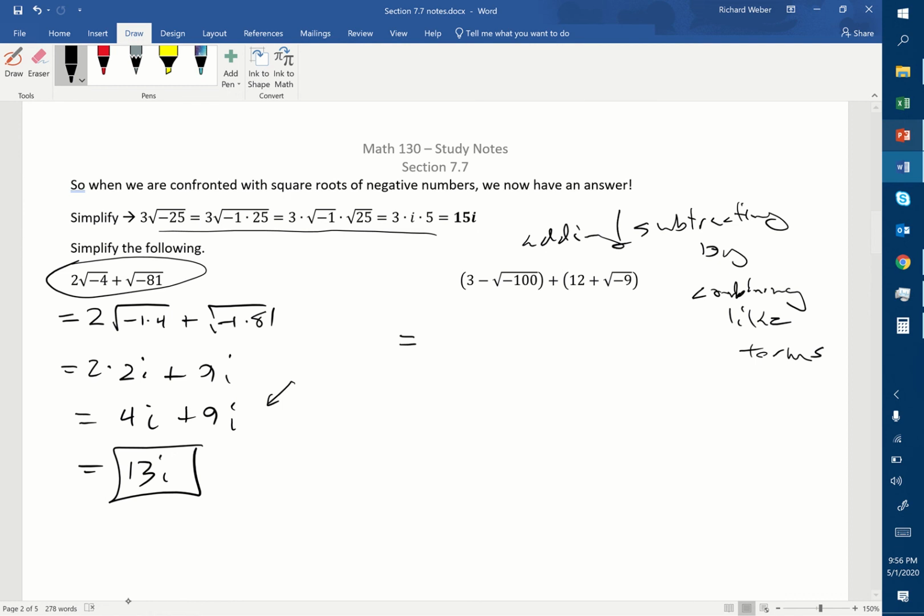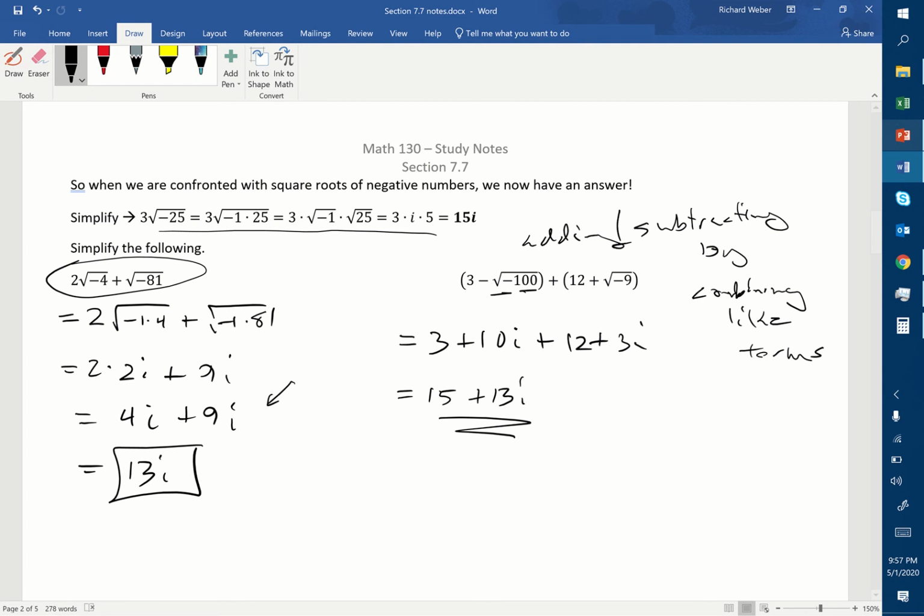This first number is 3. Can you do the square root of 100? It is 10. But it's not negative 10. It's not minus 10i. It is 10i. Okay? So plus 10i. And then the next number is 12 what? Plus 3i. Good job. 3 and 12, 15. 10 and 3, plus 13i. You've done it. Amazing, isn't it?